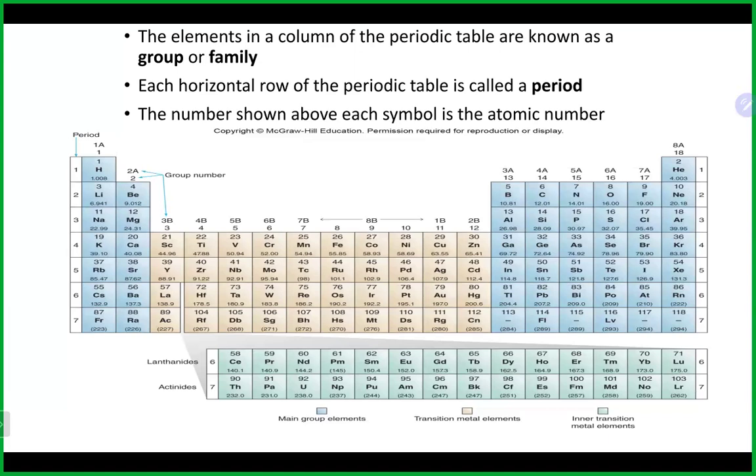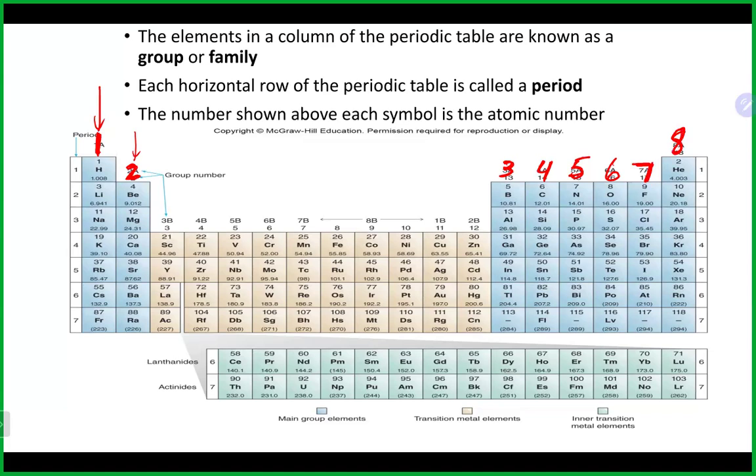And again, when we talk about a group, that is going down on the periodic table from top to bottom. And that means that group 1 is right here. Group 2 is right next door. And then we actually skip the middle part. And group 3 picks up over here. Group 4, group 5, group 6, group 7, and group 8.